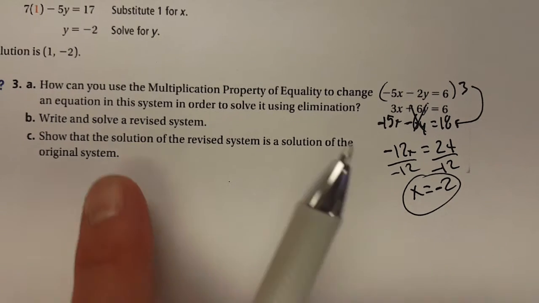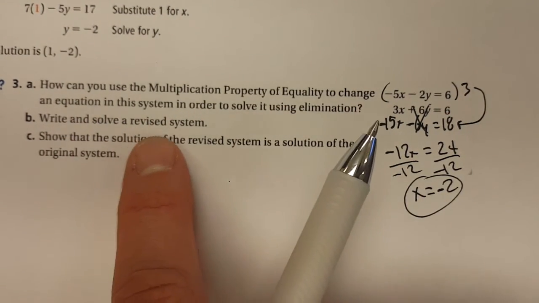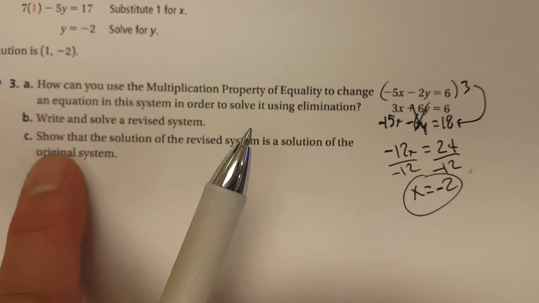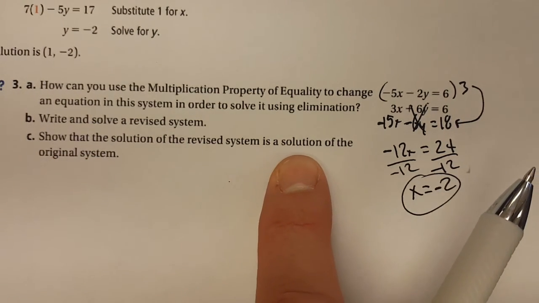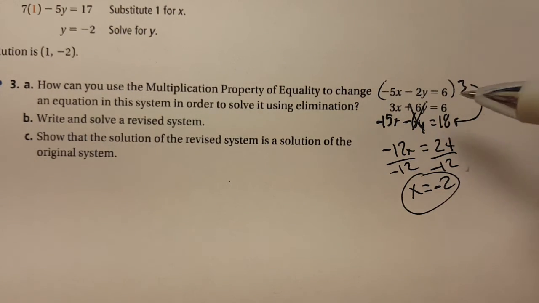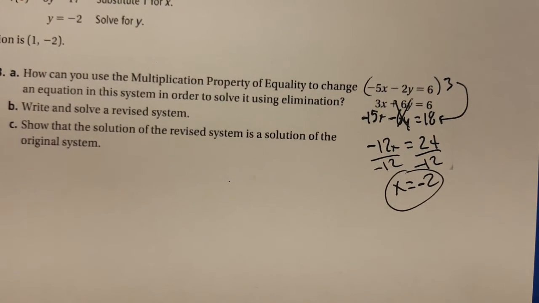Let's make sure I'm answering the questions here. How can you use the multiplication times 3? Write and solve the revised system, and then show that the solution of the revised system is a solution of the original system. So it's basically asking, if you put x and y into the original equations, would you get answers? Yeah, I would. You can double check my work, but I'm pretty confident I'll be okay.